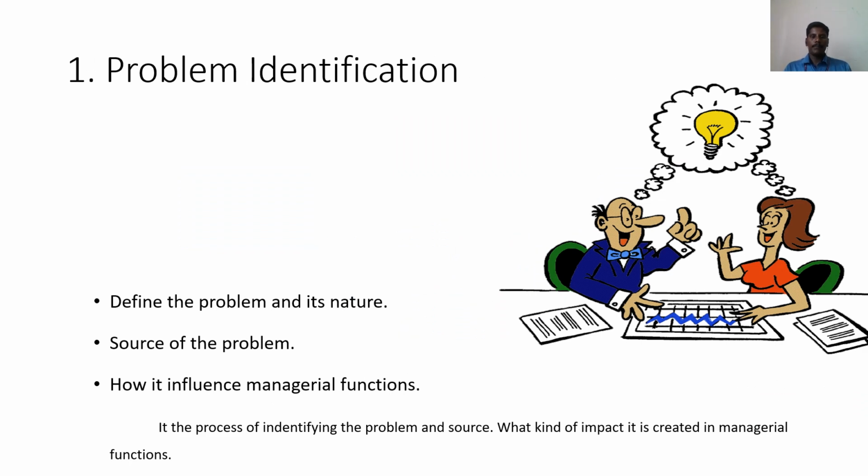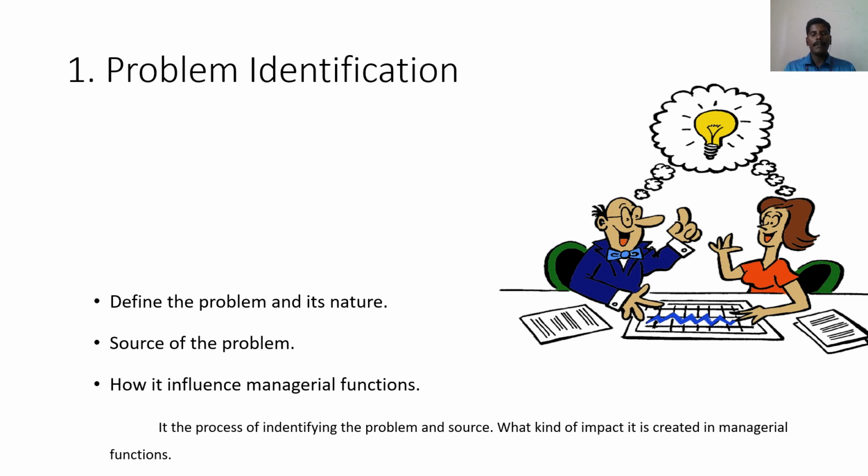So the first step of decision making in managerial economics is identifying the problem. First we need to define the nature of the problem and on what basis the problem has arisen, and whether it is a man-made problem or a natural problem. So we need to identify the nature of the problem and where the problem has arisen.